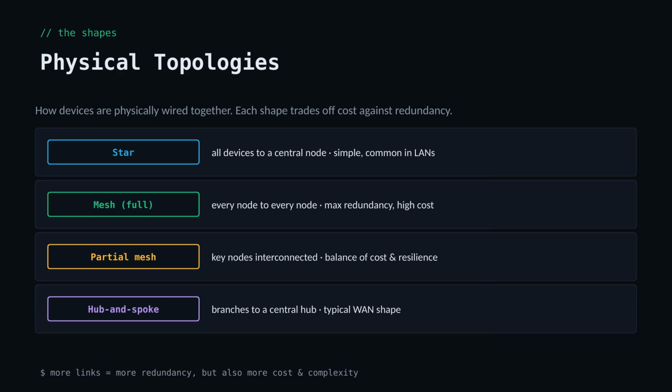So let's start with the physical shapes, the actual wiring patterns between devices. A star puts everything on a central node, which is simple and dominates the LAN world. A full mesh wires every node to every other node, maximum redundancy, but the cost climbs fast. Partial mesh is the pragmatic middle ground, connecting just the key sites. And hub and spoke, where branches all home back to a central hub, is the classic WAN shape. The pattern to remember: more links buy you redundancy, but you pay for it in cost and complexity.